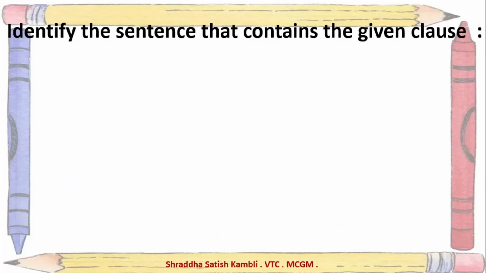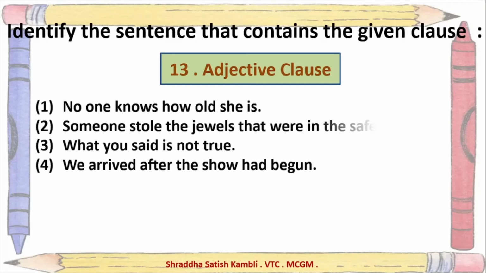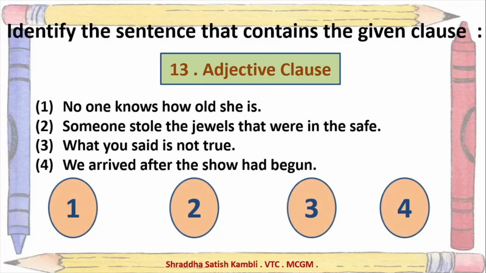Coming to the second last question in this video, adjective clause. You have to identify which sentence contains an adjective clause. No one knows how old she is. Someone stole the jewels that were in the safe. What you said is true or not true. We arrived after the show had begun. So here now, which one contains an adjective clause? Which is the group of words working or acting like an adjective in this particular sentence? Let us see. So it is sentence number 2. Someone stole the jewels that were in the safe. Okay, so we are talking about the jewels here.